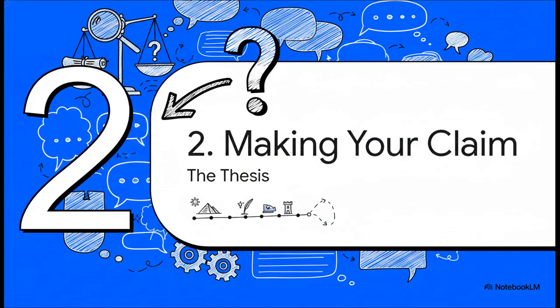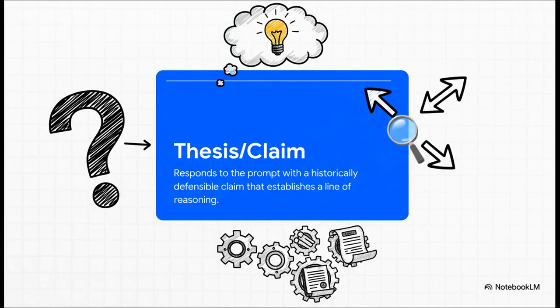All right, so the stage is set. Now it's time for the main event. You have to make a clear, arguable claim. In the history world, we call this a thesis. Now, here's the most important thing to get. A claim isn't just a fact. It's your main argument, the big idea you're setting out to prove. And it absolutely has to be something that a reasonable person could disagree with. I mean, if everybody already agrees with it, you don't have an argument. You just have a fact.